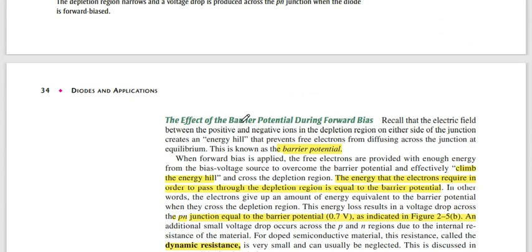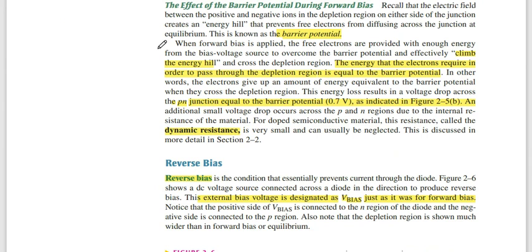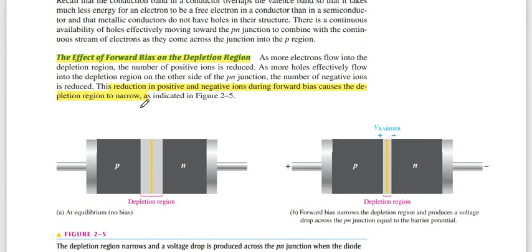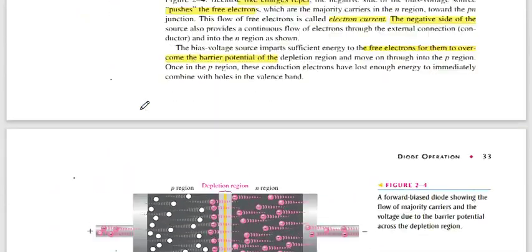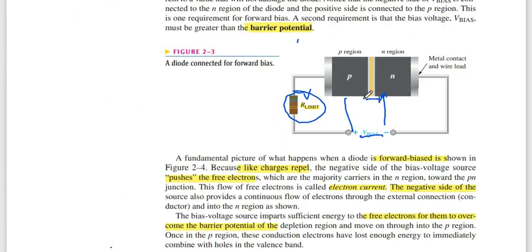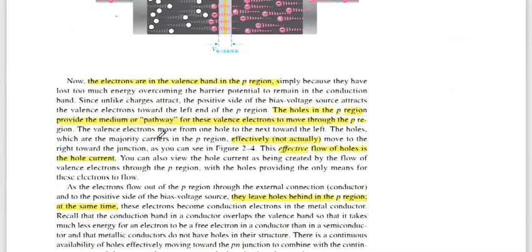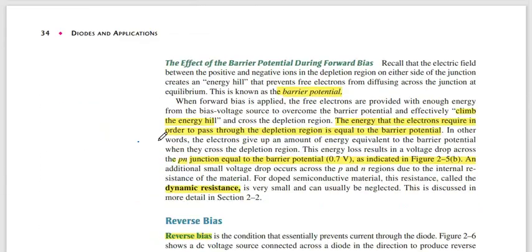And the effect of barrier potential during forward bias. In this paragraph, they mention the barrier potential voltage. The bias voltage must be greater than the barrier potential voltage, otherwise current does not flow. That I mentioned to you. So coming to the next point.